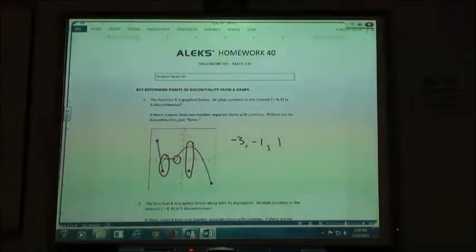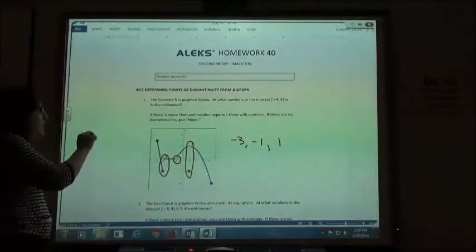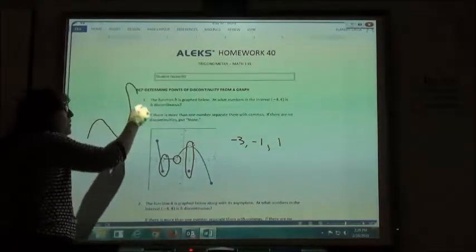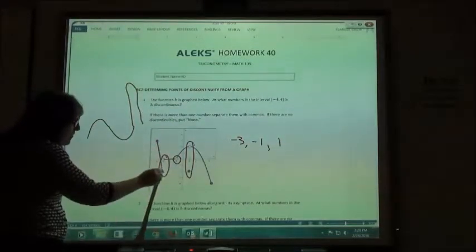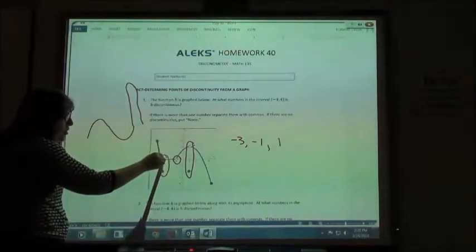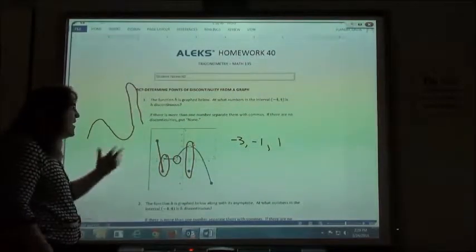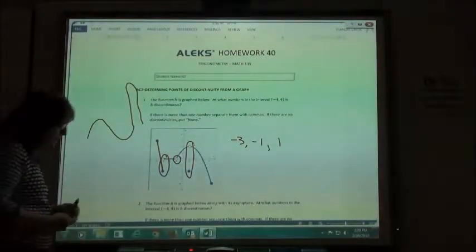So basically they're telling you your graph is continuous if you can go from one end to the other without picking up your pen at all. But if I have to pick up my pen to get to the next part of my graph, oh, there's a break in my graph. It's discontinuous.